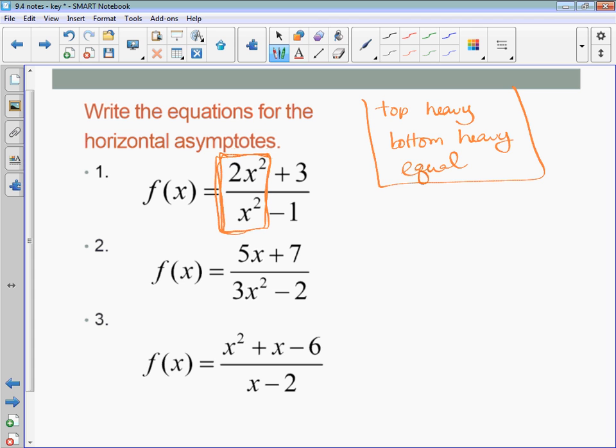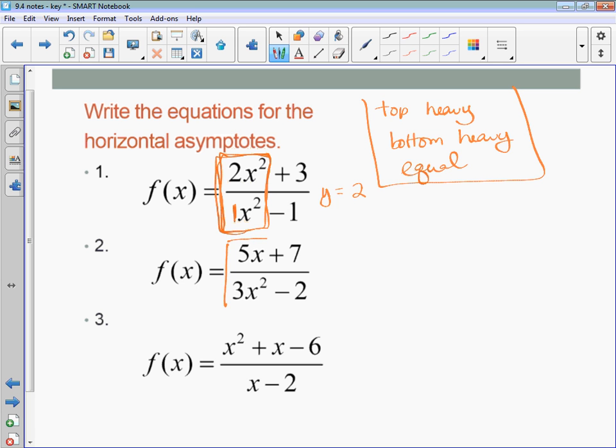Alright, we look at the exponent. Then, when they are equal, remember we divide leading coefficients. So what's 2 divided by 1? 2. So y equals 2. That's the equation of your horizontal asymptote. Okay? That's it.